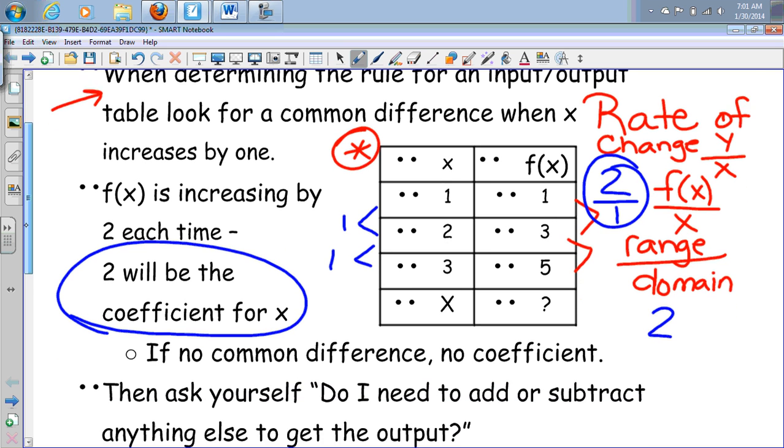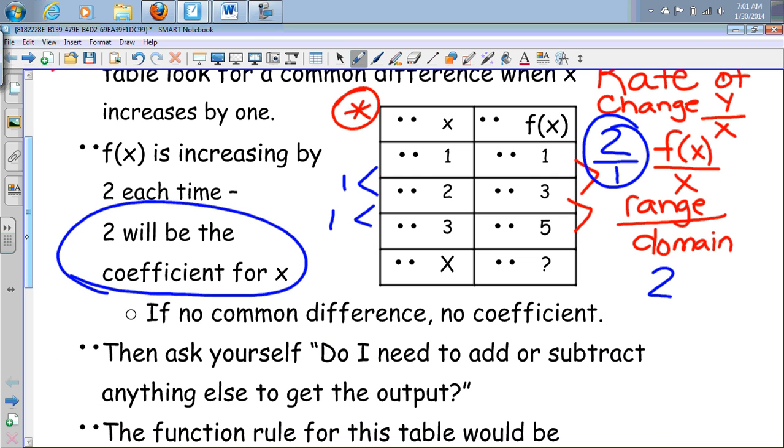In other words, when I get ready to write the rule, I know that I have to multiply by 2 times x. Now, if we don't have a common difference, or the common difference is 1 for everything, then we won't have a coefficient. Well, then we need to ask ourselves, so if I take this times 2, 1 times 2 is not 2. There's a problem. Do I need to add or subtract something else?